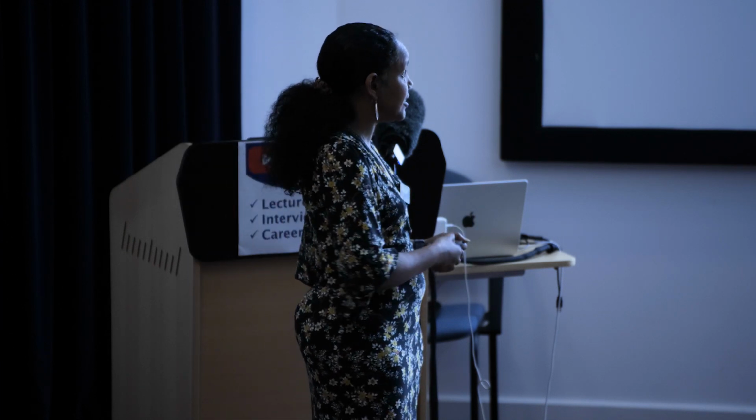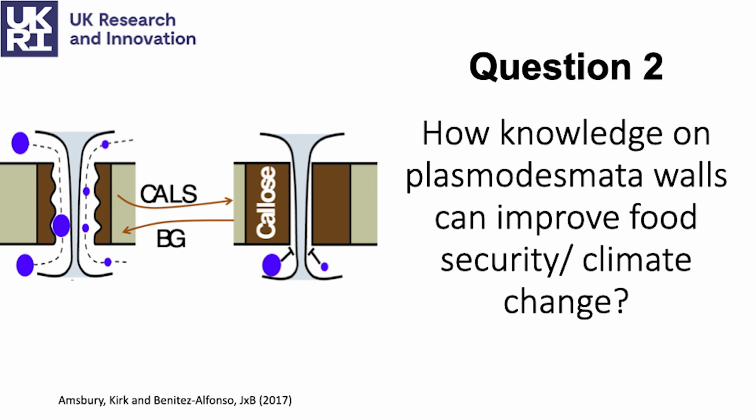And this is a field of research that is, again, the focus of my project, which I am starting my second year of. But let's move on, because I want to give you another flavor of the research that is ongoing in the lab. Specifically, I want to tell you how we use this knowledge on Plasmodesmata cell walls to find strategies to sustainably improve food security and to deal with climate change.